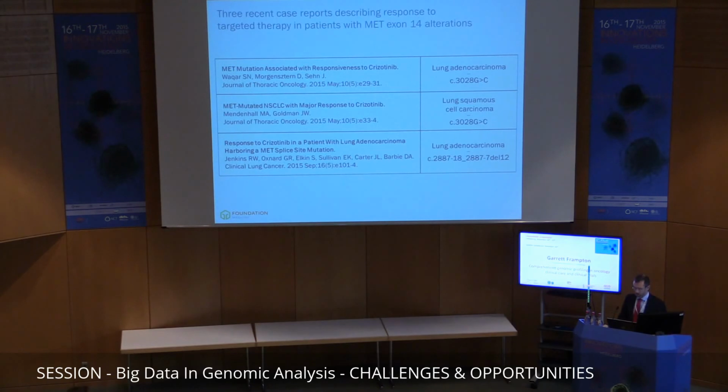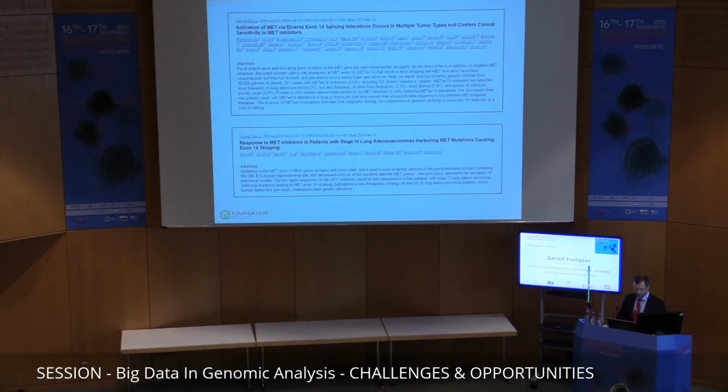So here's the most exciting part of the story. Earlier this year, there were 3 different case reports demonstrating clinical response to crizotinib in lung cancer patients with MET exon 14 alterations. So these were case reports at the beginning of the year. And then in the August issue of Cancer Discovery, we published the results that I presented here, including 3 cases of response to 2 different targeted therapy agents in patients with MET exon 14 alterations. And in the same issue of that journal, a group from Memorial Sloan Kettering published 4 additional cases of response to targeted therapy. If you're interested in more details about this story, there's the publication.